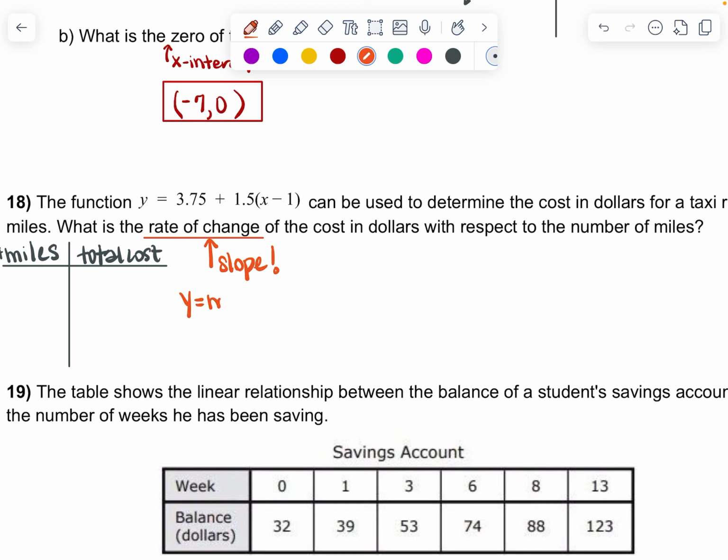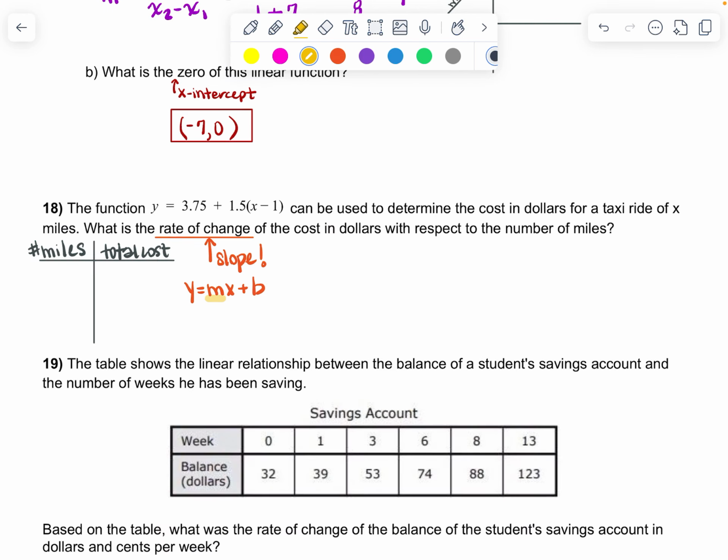Well, I don't know about you, but I find it super helpful if my equation is in y equals mx plus b form, because the m is the slope, but it has to be in mx plus b form. I just can't go picking any number that's sitting in front of an x and call it the slope, right? It has to be in y equals mx plus b form.